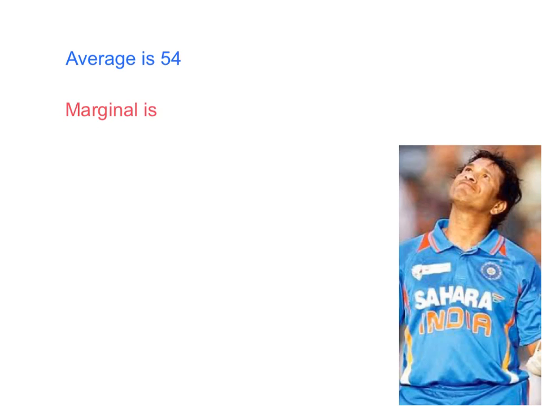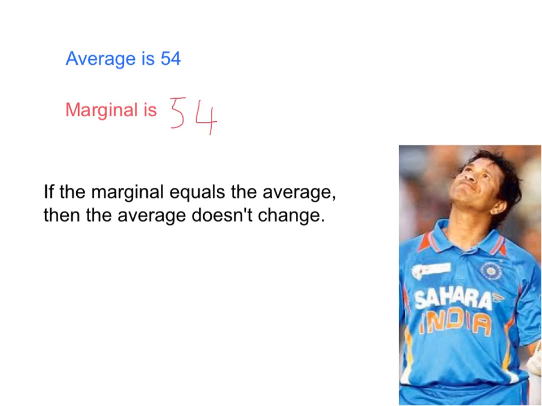What about the third case? What happens if Tendulkar goes out in his next innings and his average is 54, and guess what? He goes out for 54, so his marginal score is also 54 runs. What happens to his average? Absolutely nothing. If his marginal score is 54 and his average is 54, his average stays at 54. If the marginal equals the average, then the average doesn't change. That holds for sports scores. It holds for every measure where you have an average and a marginal, including costs.